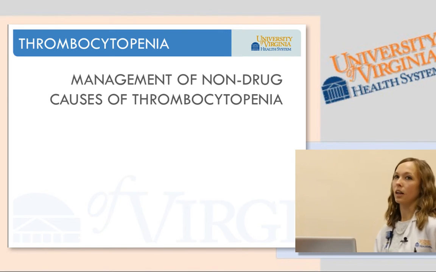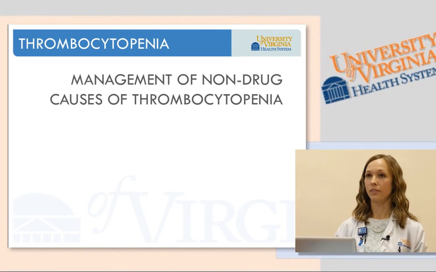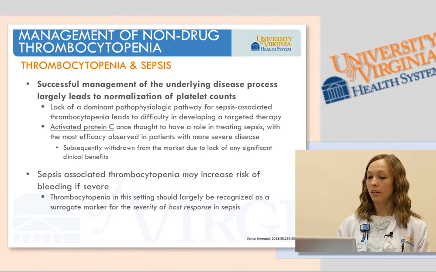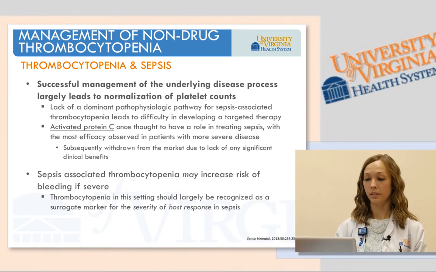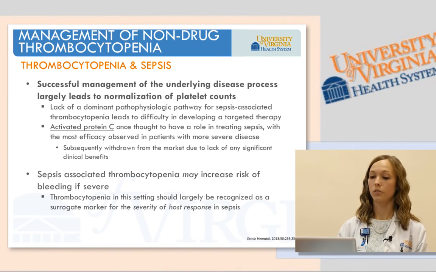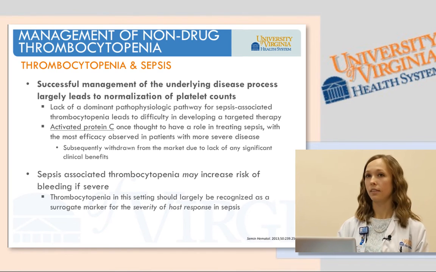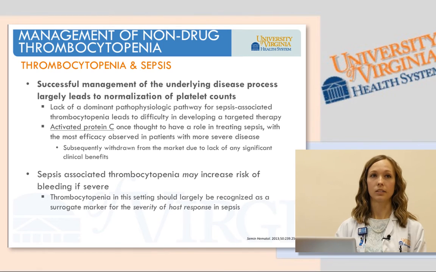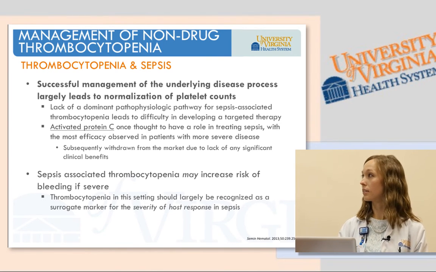Okay, so I just wanted to end with a couple of clinical pearls in terms of managing thrombocytopenia related to either sepsis or DIC. For sepsis-associated thrombocytopenia, successful management of the underlying disease process and underlying sepsis is largely what's going to lead to normalization of platelet counts. And I think that some of that has to do with there being a lack of any one dominant clinical pathway as far as what's actually causing the thrombocytopenia in sepsis.